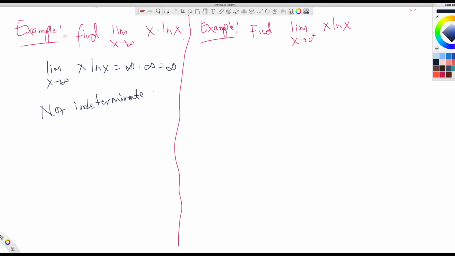So you cannot use L'Hopital's rule to find out the limit. The limit is infinity there. Okay, so what is the final answer? The answer is infinity. You see that? That is the final answer.